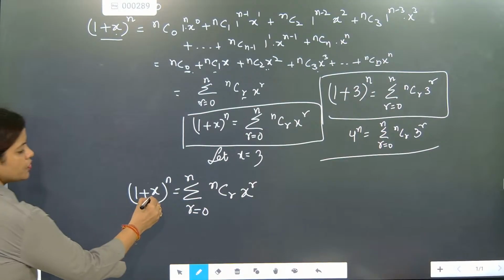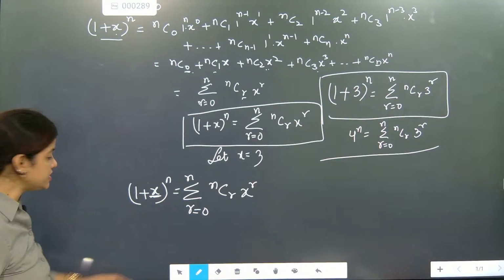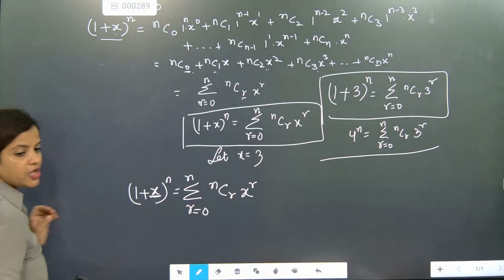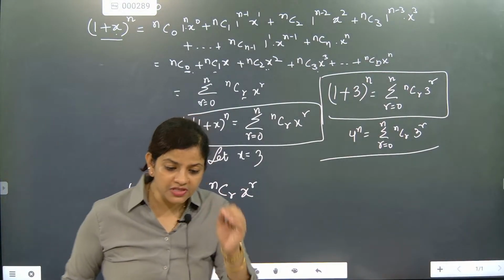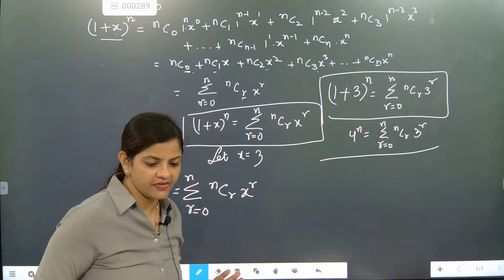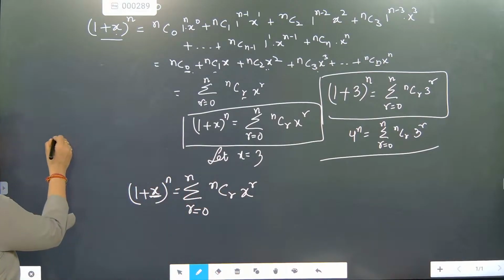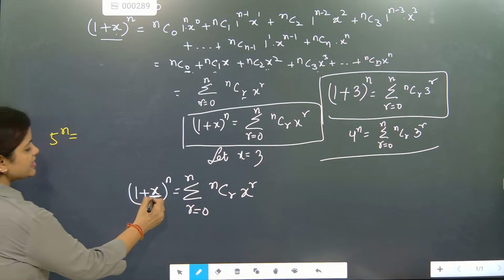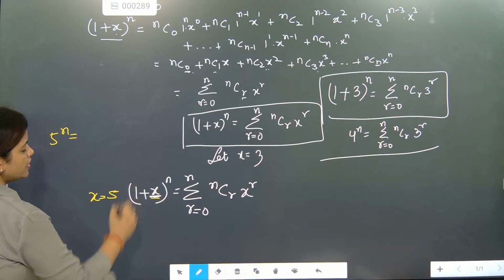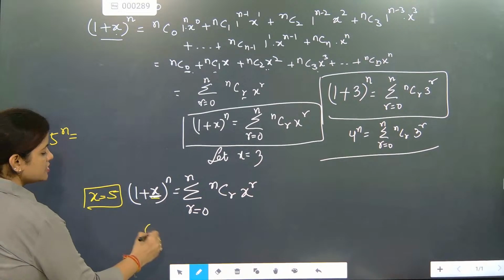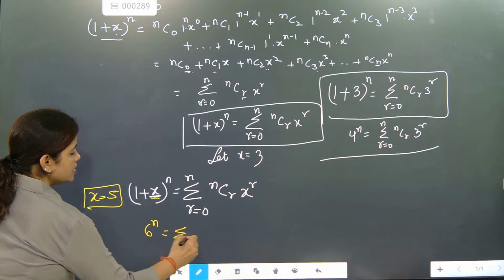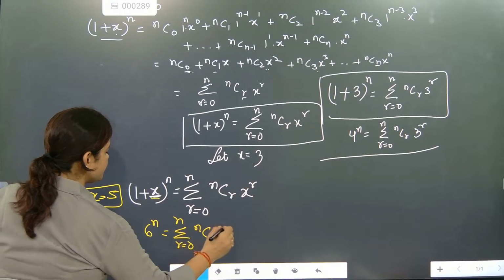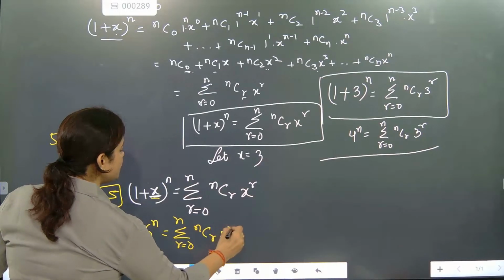Now here you can write any number instead of x, beta. Understood? So in NCERT question number 14, if any number is given, what will we do? Like, if they say prove that 5 to the power n, then here x = 5, so what will it become? 6^n is equal to the summation r = 0 to n of nCr 5^r.